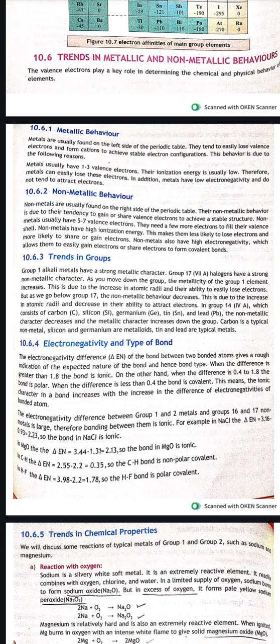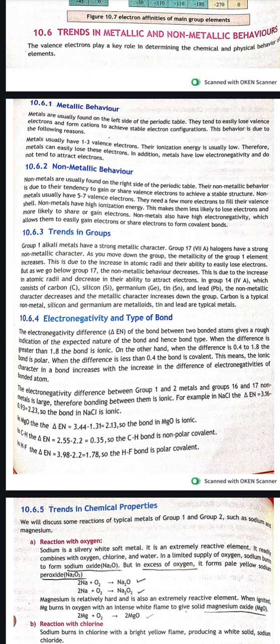So there are some other trends in the periodic table. The first one is metallic behavior. Metals are usually found on the left side. They tend to lose electrons and form cations, which is the definition of a metal. Metals usually have 1 to 3 valence electrons. Their ionization energy is very low, therefore metals can easily lose electrons. In addition, metals have low electronegativity and do not attract electrons.